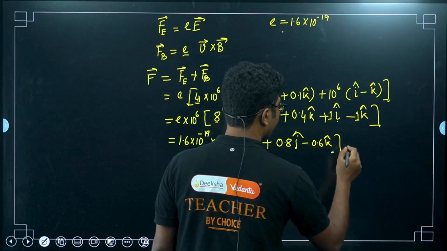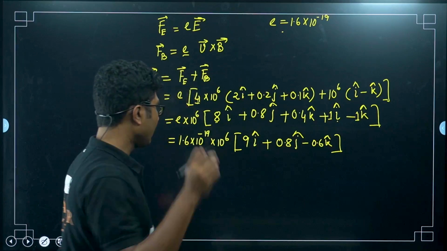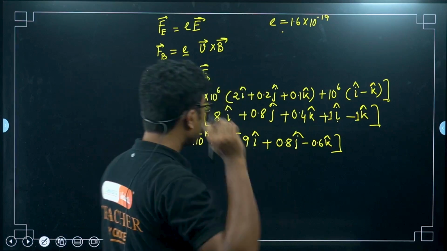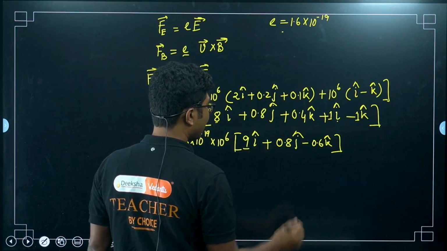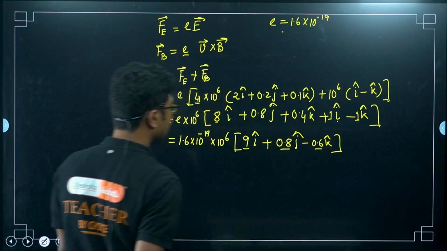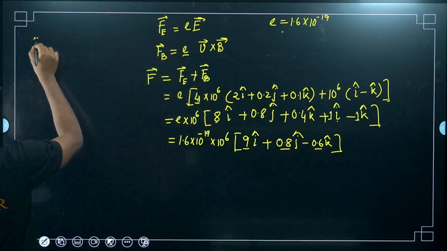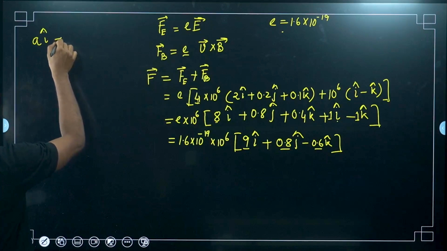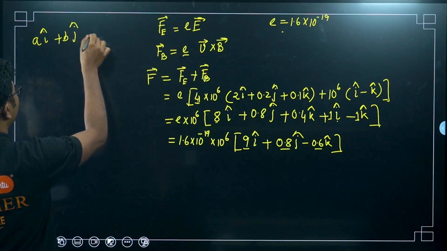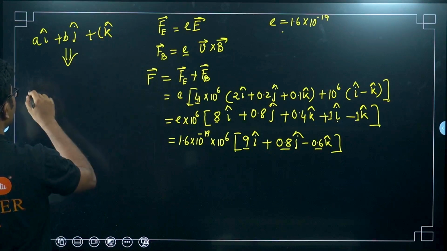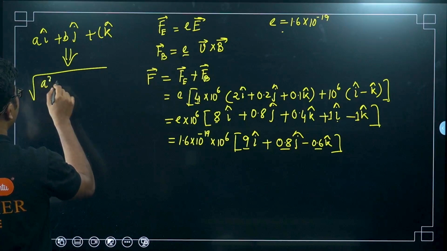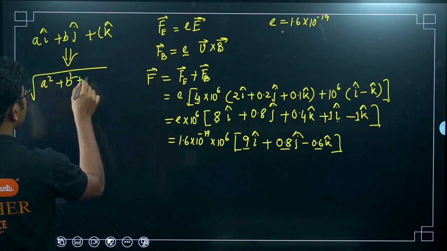Now they have asked you to find the magnitude of it. Now you see that 9 is the largest number, and these are very small numbers. Now we know that the magnitude of any vector a I cap plus b J cap plus c K cap is given by the square root of a square plus b square plus c square.